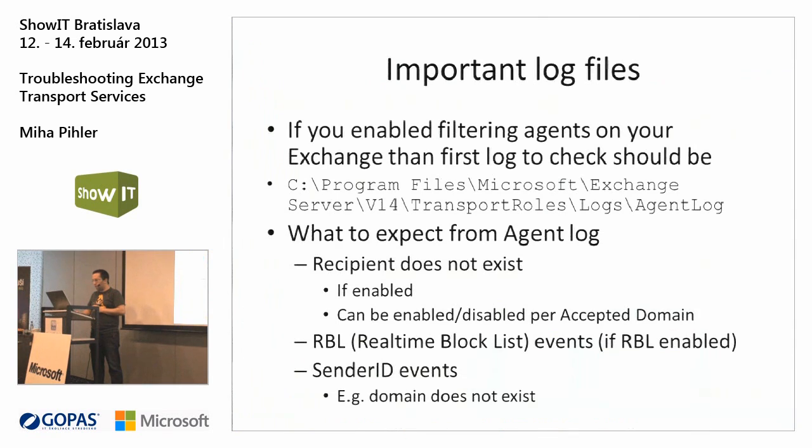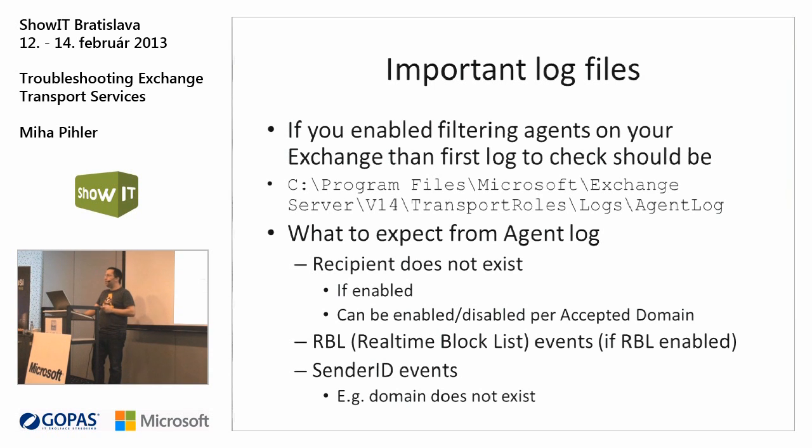Let's see. So what to expect from the agent log? You can find information such as recipient does not exist if you're using RBS, sender ID events, and so on. Again, these are really important log files, because all the emails that touch the system, even if rejected, got recorded in here. You will find them in here.